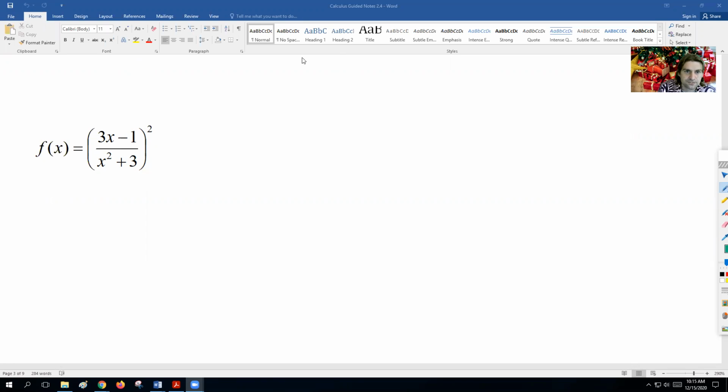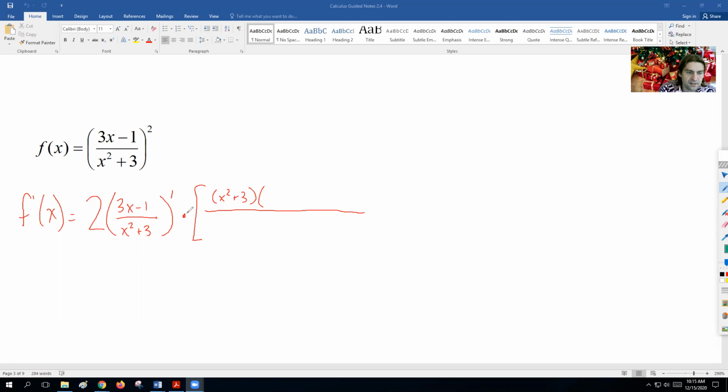So let's take our time with it. Let's do the chain rule. So we got something squared. The derivative of something squared would be 2 of that something to the first power. And then we have to times by the derivative of the inside. We have to do the quotient rule. Yay. So we got low. Low would be x squared plus 3. D high, the derivative of the top part would be 3. Minus high, 3x minus 1. D low would be 2x. And all over low, which would be (x squared plus 3) squared.